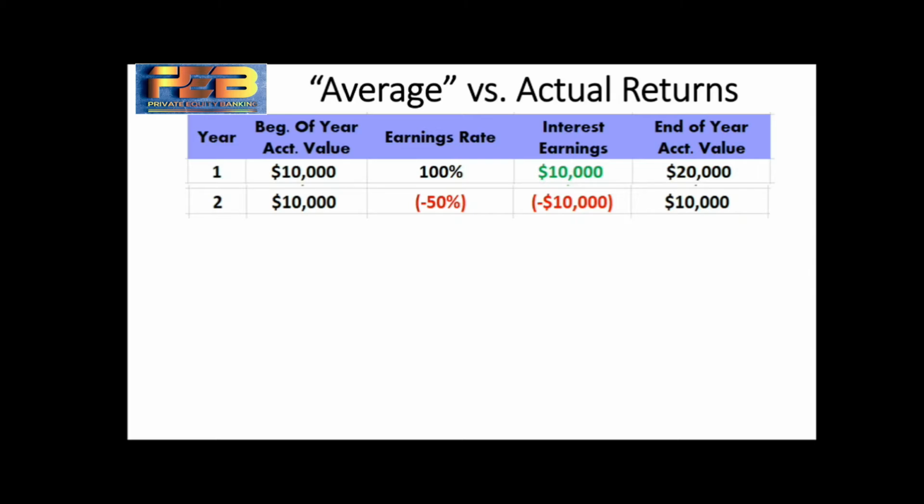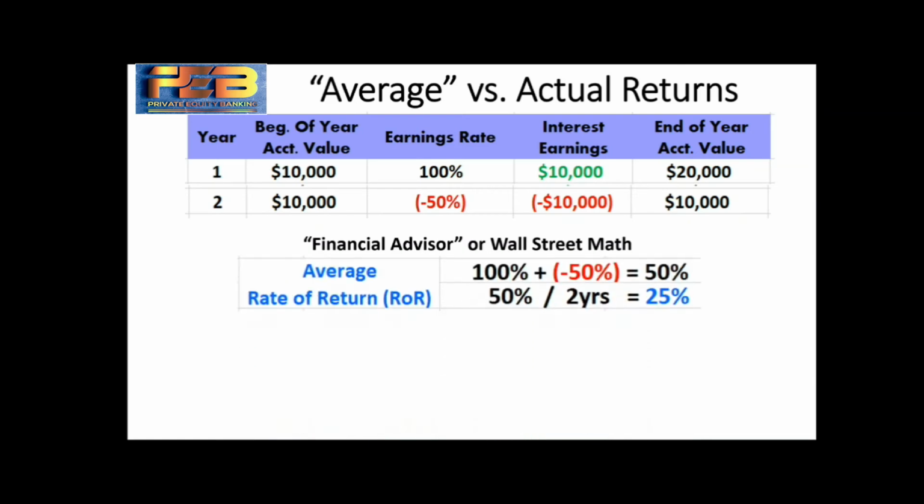He's going to tell you that he just got you 25% average rate of return. And you're thinking, what? Yes, this is what I call financial advisor or Wall Street math. And this is what we get the wool pulled over our eyes with all the time. This is an average, a mathematical arithmetic average of the returns.